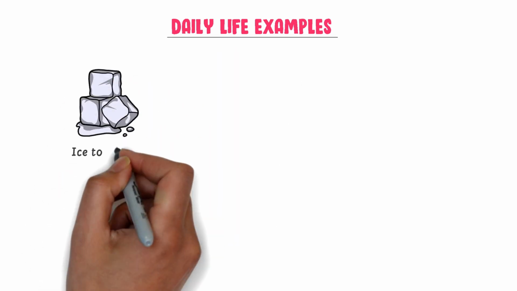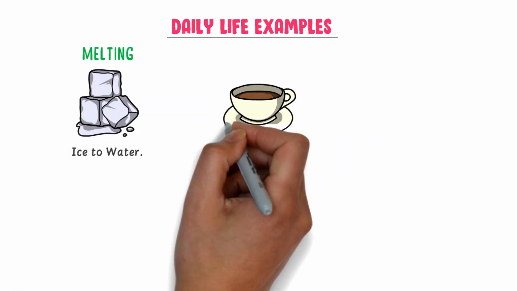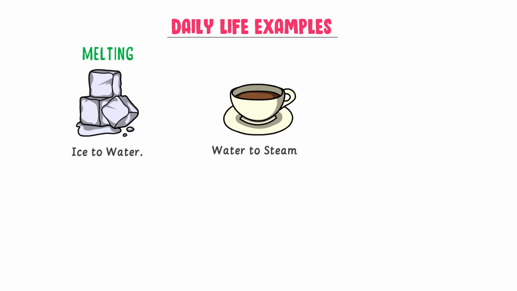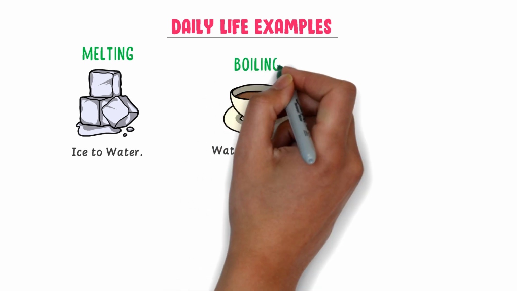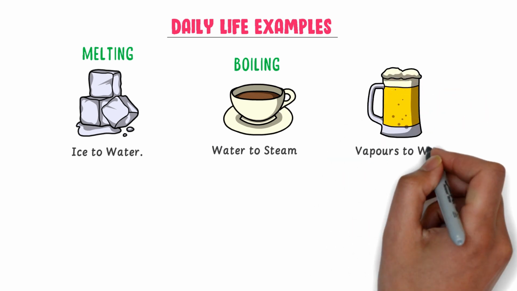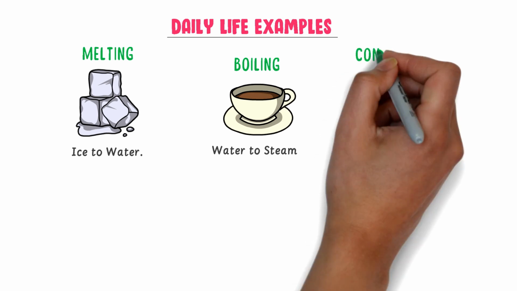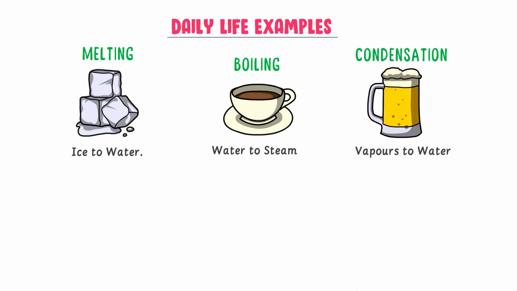When ice melts to liquid water, this process is called melting. Secondly, when water is heated until it forms steam, it is called boiling. Thirdly, when water molecules in the air as a vapor hit the colder surface of the can and turn into liquid, it is called condensation.